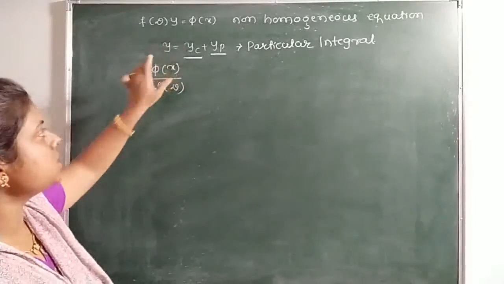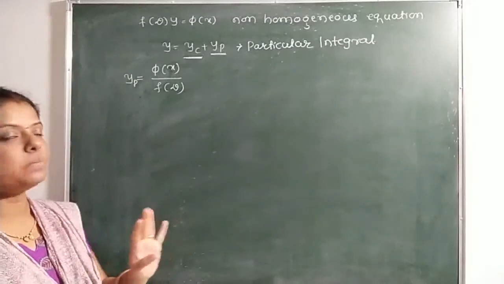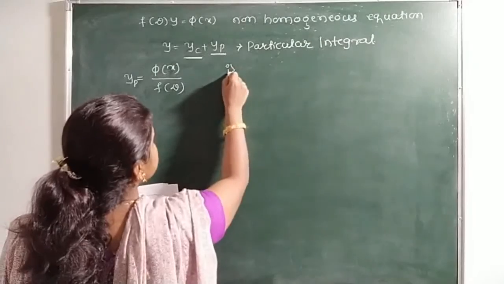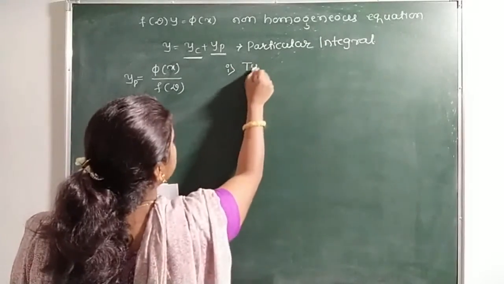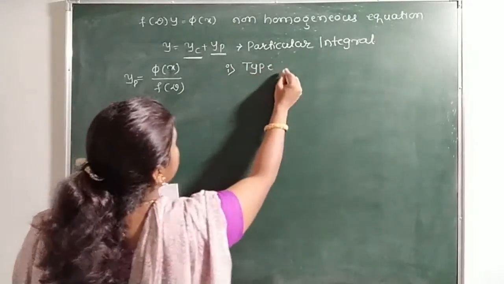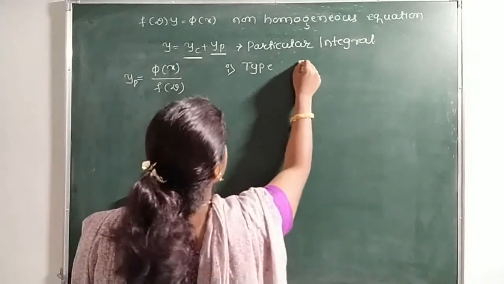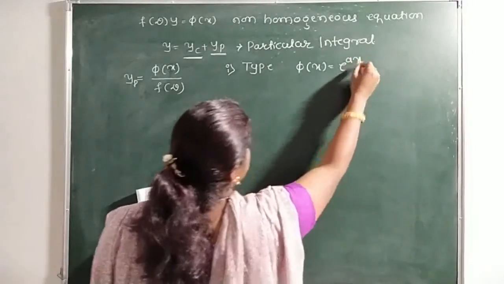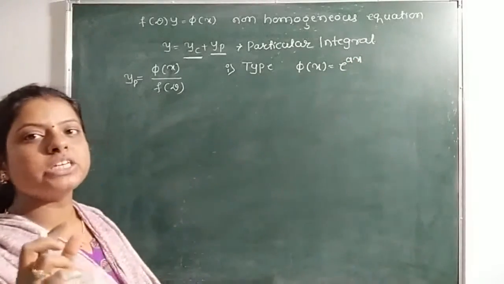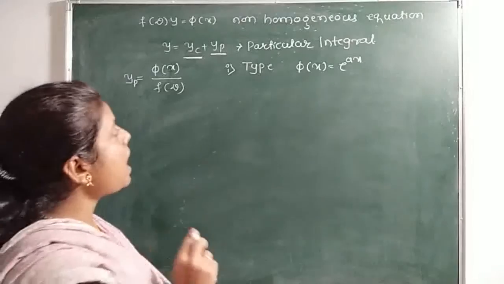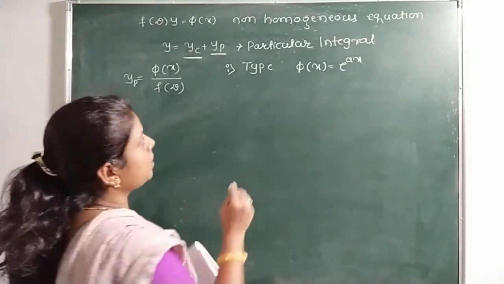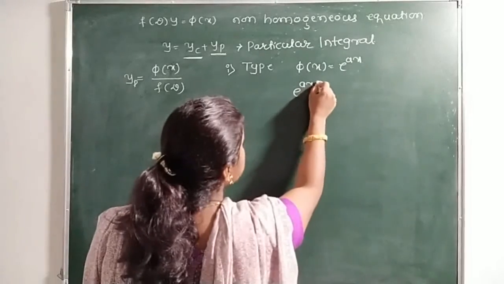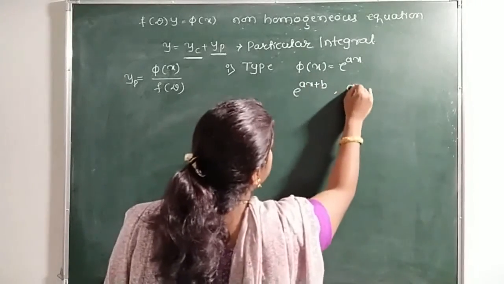After writing this, you have 5 types of particular integrals. One by one I will explain for you people. Type 1, that is phi of x must be e to the power ax, meaning the exponential term is there on the RHS of the f of D term. This exponential term can be in the form of e to the power ax plus b or a raised to x.